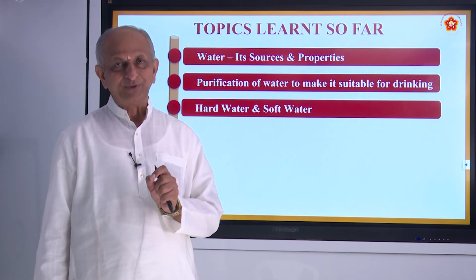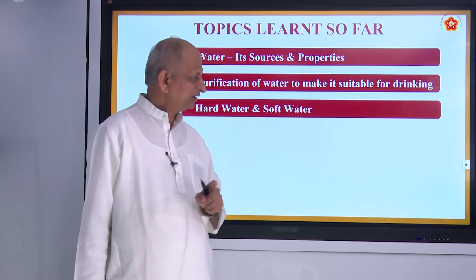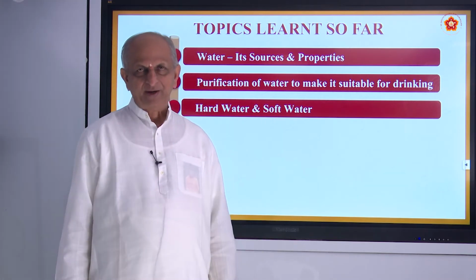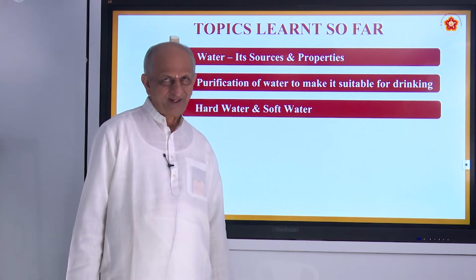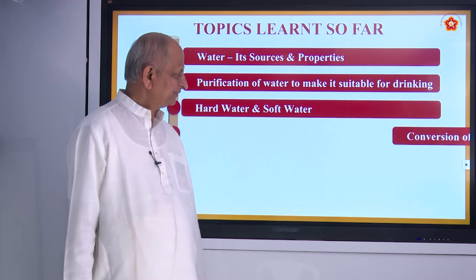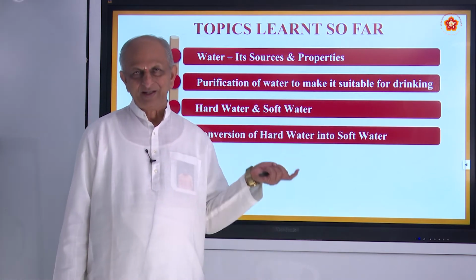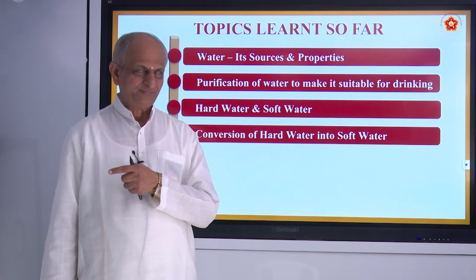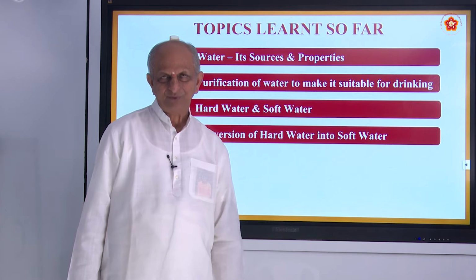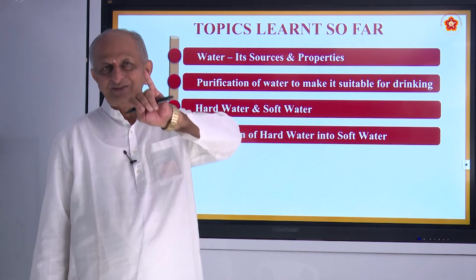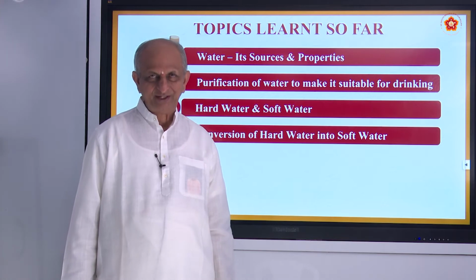And there are two kinds of water as far as reaction with soap is concerned. A sample of water which gives good lather is called soft water. A sample of water which does not give good lather is called hard water, is it not? Again, in hard water there are two types. One is called temporary hard water, another is called permanent hard water. And it is very essential that you should convert this hard water into soft water. Why? Because there is wastage of soap, wastage of time, wastage of energy and so on.